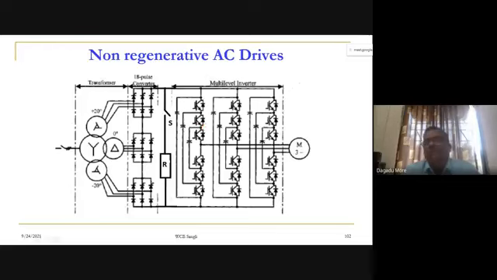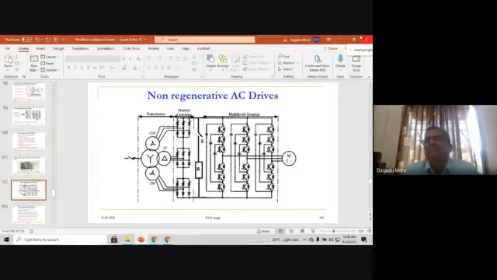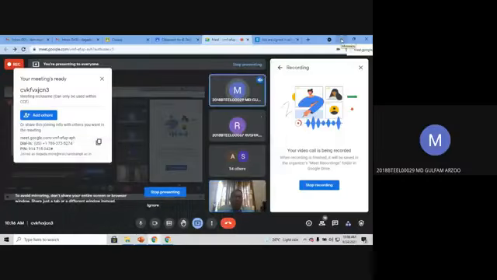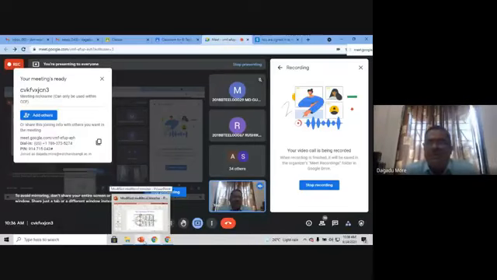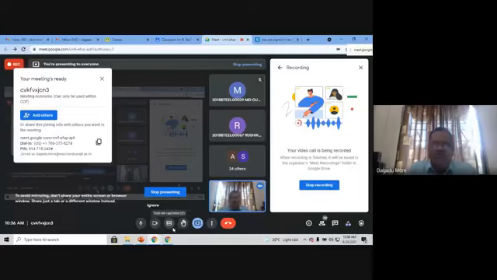Hello, what is the name of this topology? Flying capacitor. Okay, so we are having a flying capacitor topology.